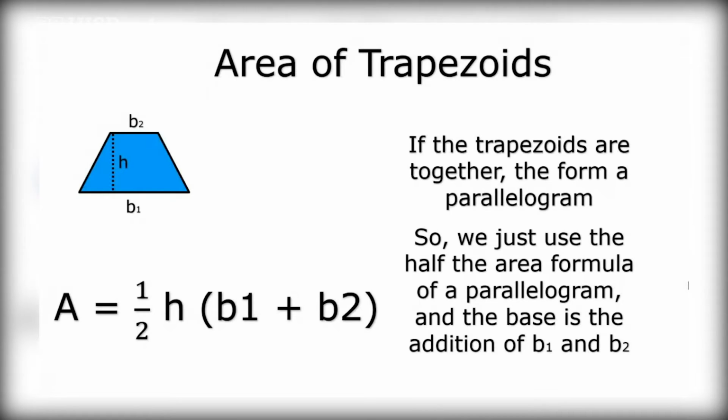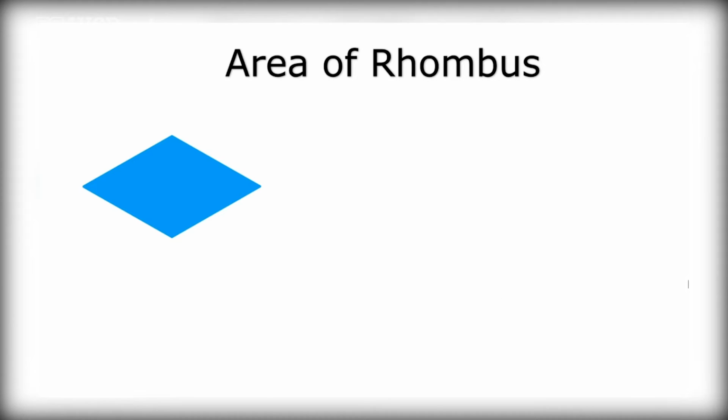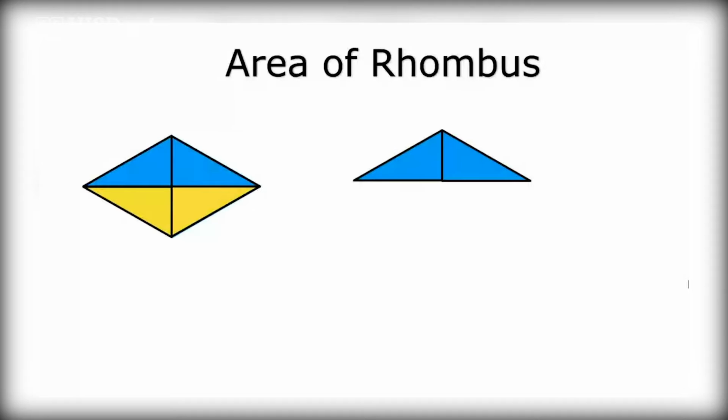So that's why the formula for a trapezoid is equal to 1/2 the height times the addition of base 1 plus base 2. The next shape is going to be a rhombus. And as we can see, if we have this shape, we can draw two diagonals that are going to form four different right triangles. And basically what we do is if we put all of these right triangles together, they are going to form a perfect rectangle.